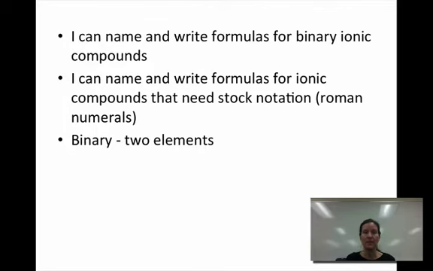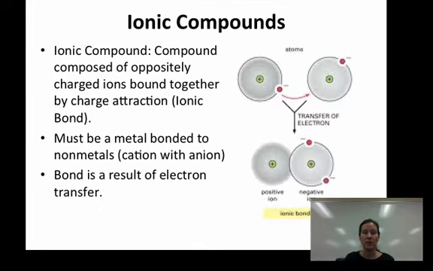So every time you see a name or a formula in this particular video, you'll notice it's just between two elements. When we have more than two elements, a non-binary situation, we will deal with that in the next video. So just to review, ionic compounds are those compounds that are formed when an electron is transferred. Upon transferring an electron, one atom becomes positive, one becomes negative. They're electrostatically bonded to one another because of the opposite attractions.